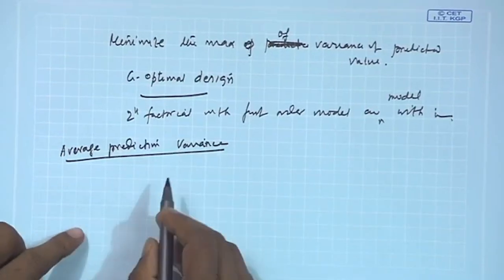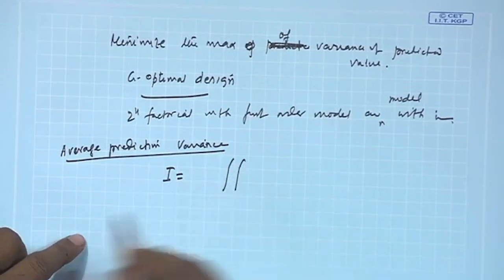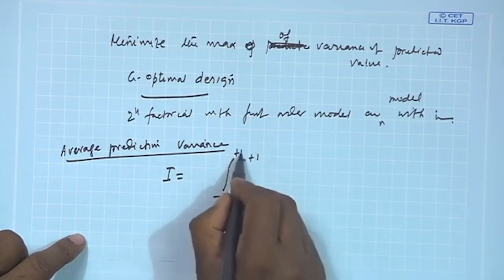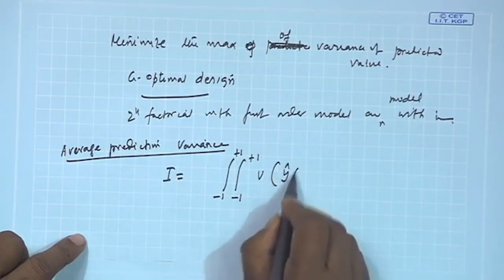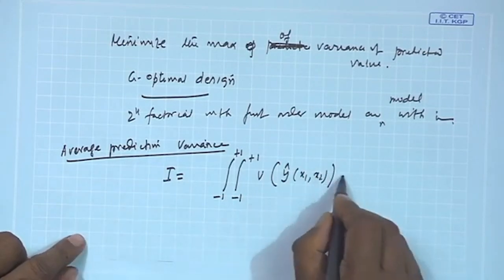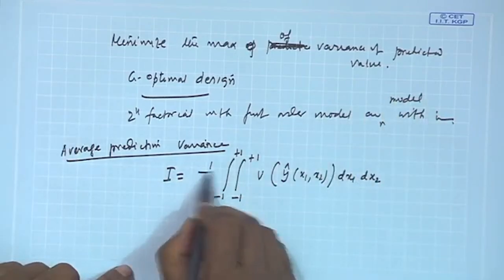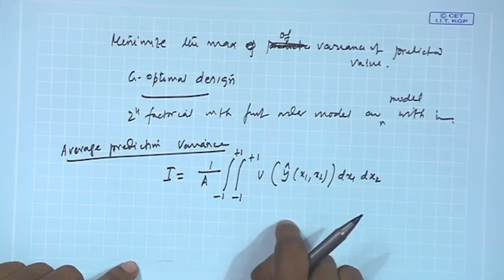This average prediction variance is found by first finding the total area. Here the design space is x 1 from minus 1 to plus 1 and x 2 from minus 1 to plus 1. Within this design space, you take the variance of the predicted value at x 1, x 2 and integrate it with respect to dx 1 and dx 2. This gives the total. Once you divide it by the area, 1 by A, you get the average prediction variance. This is the formula.